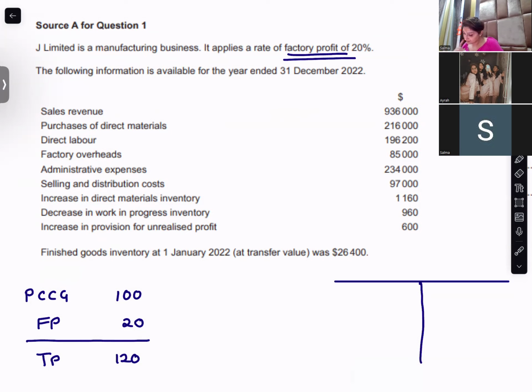The values are given, and then they've given finished goods inventory at 1st January 2022 at transfer value. Have 1 minute, wait. You have sales, you have direct material, direct labor, factory overheads, admin expenses, selling and distribution, increase in the inventory. Okay, this will be increase in the direct material inventory, decrease in work in progress, increase in PUPA.